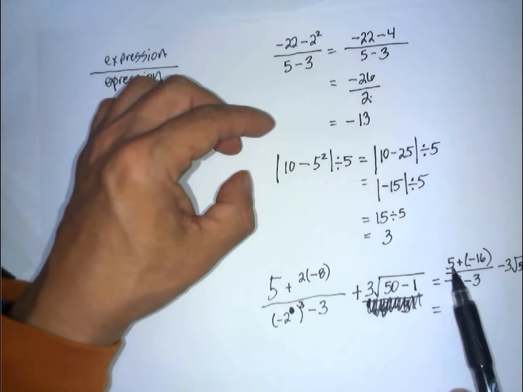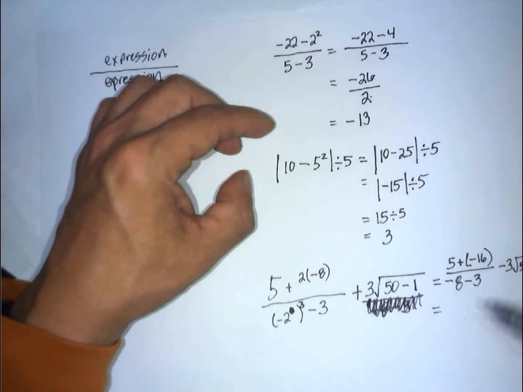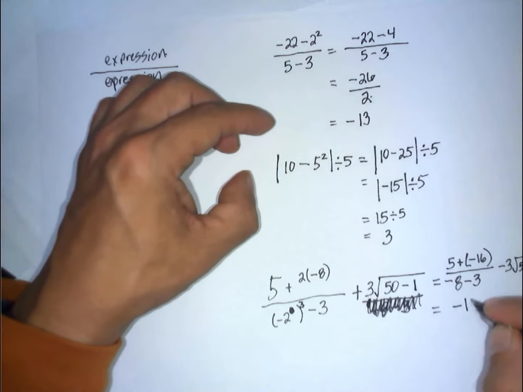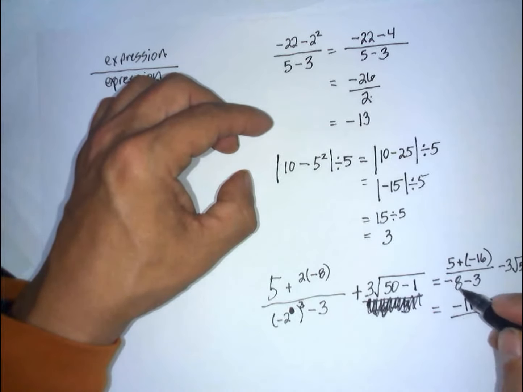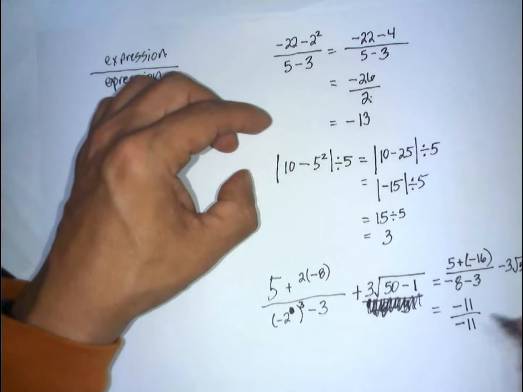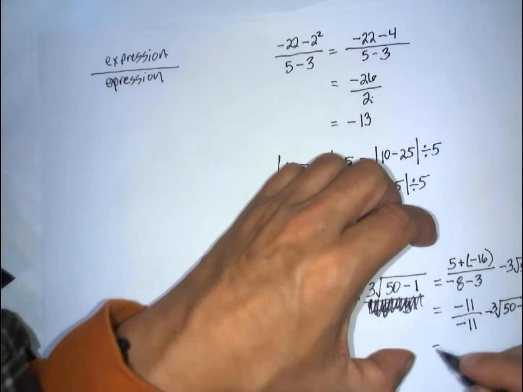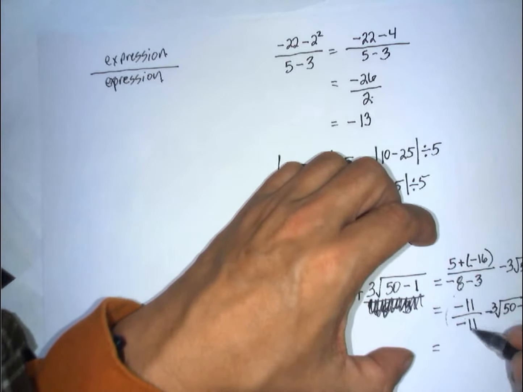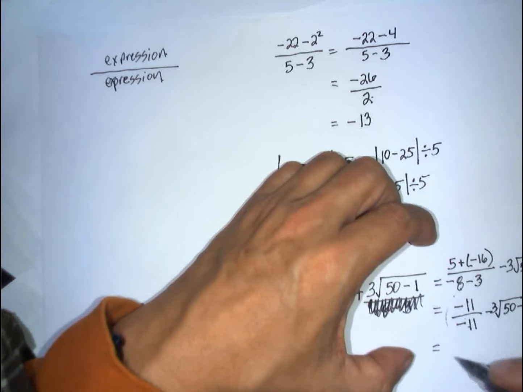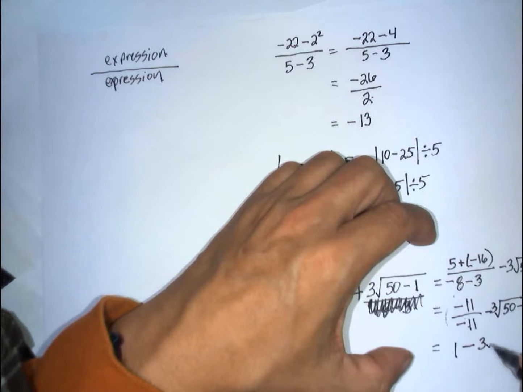Okay. 5 minus 16 is negative 11, divided by negative 8 minus 3, which is negative 11, minus 3 times the square root of 50 minus 1. Okay. So now, negative 11 divided by negative 11 is 1, minus 3 times the square root of 50 minus 1.